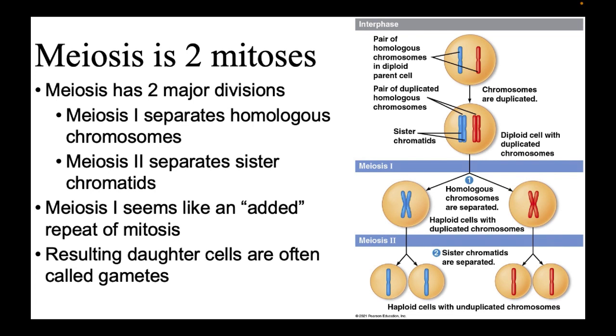The resulting cells from meiosis are what we call gametes. The word gamete is a thing. Gam means marriage. So these are things that marry. Well, what's marriage? When two things become one. Oh, it's so beautiful. That's what gamete means. They're cells that marry each other. They fuse.